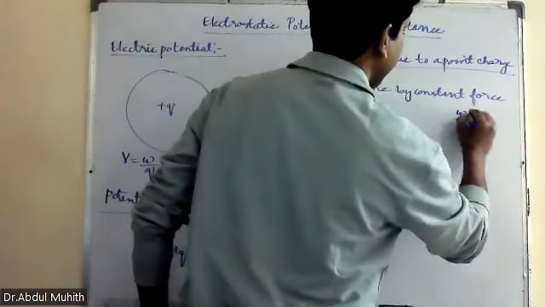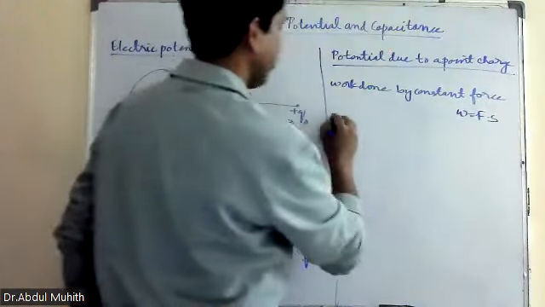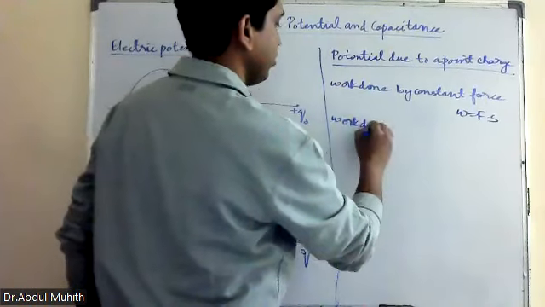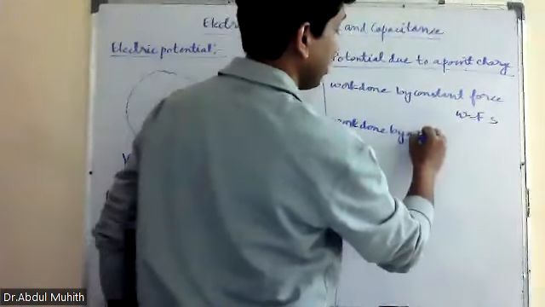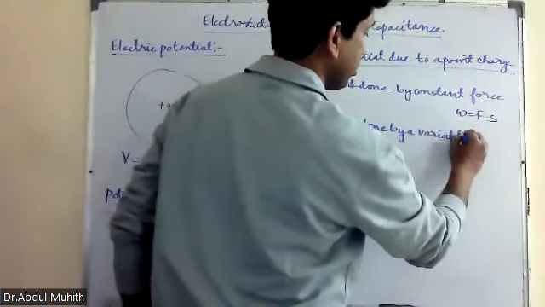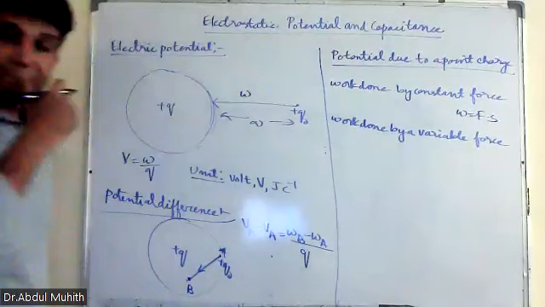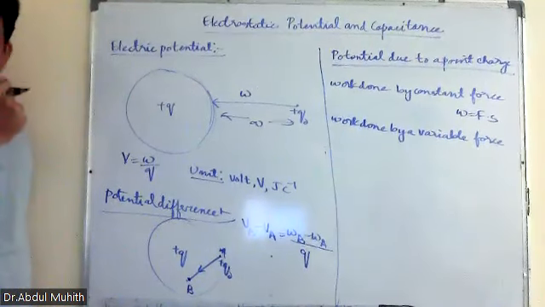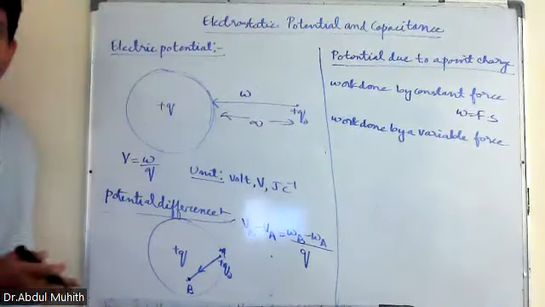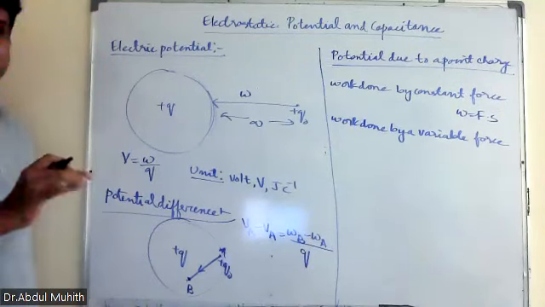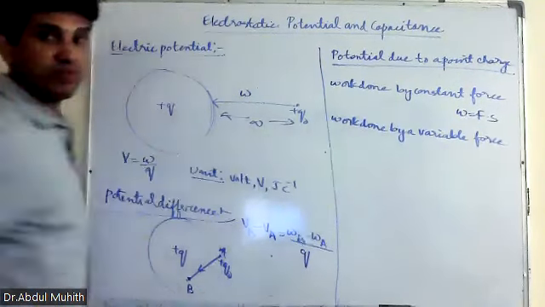W is equal to what? F dot S. Okay. And we have work done by a variable force. What is the formula which we studied in grade 11? Can anyone say in the online? Work done by variable force. What is the formula?